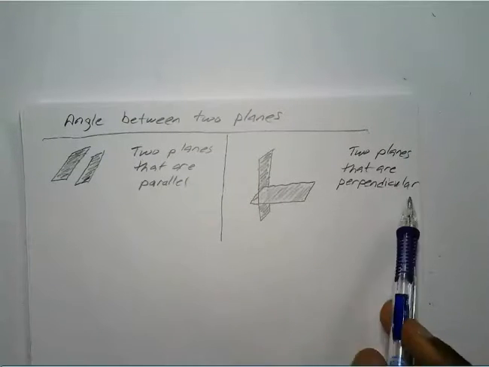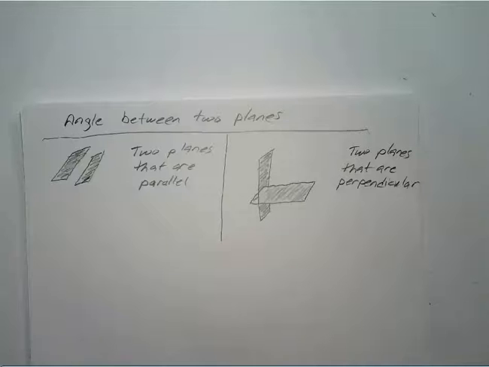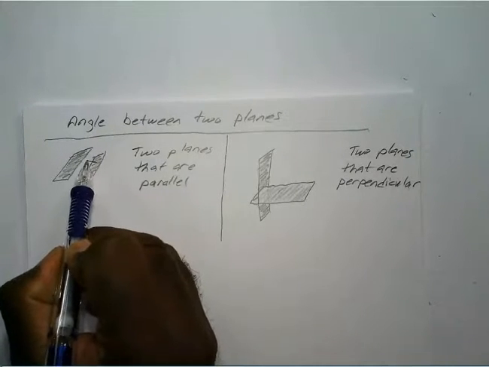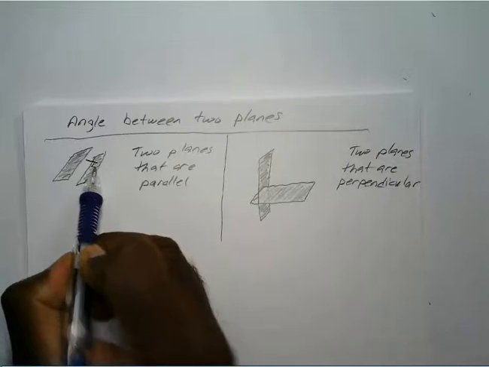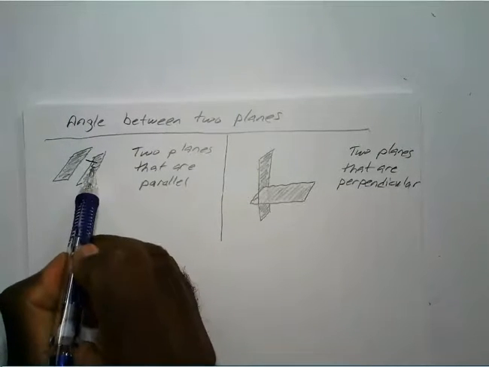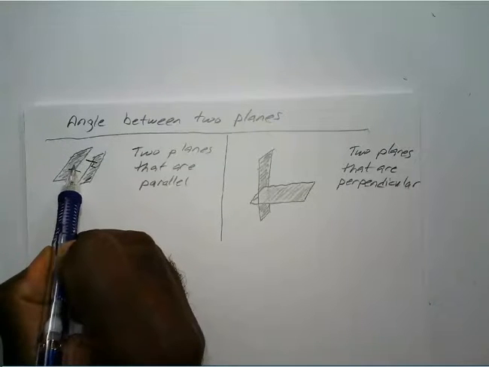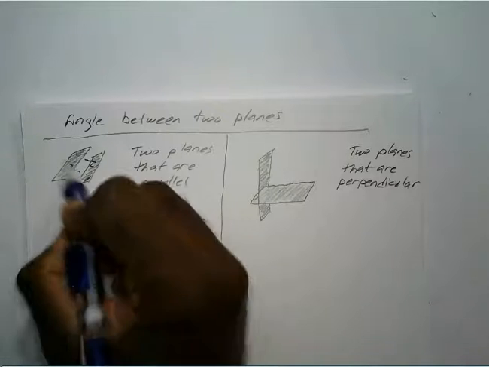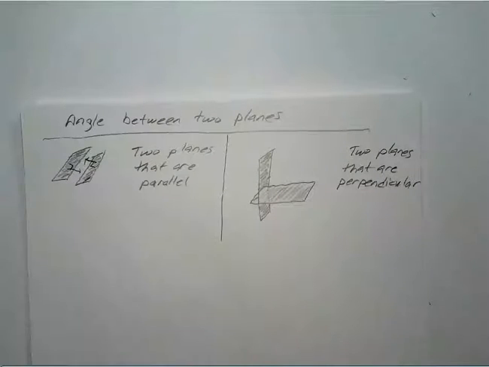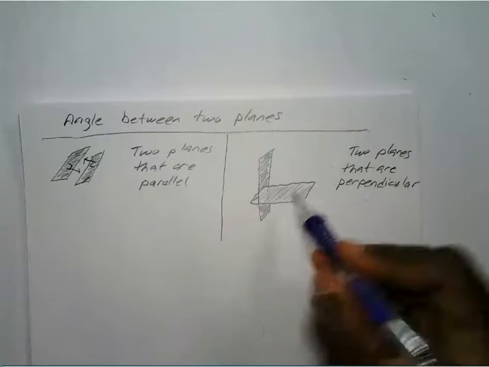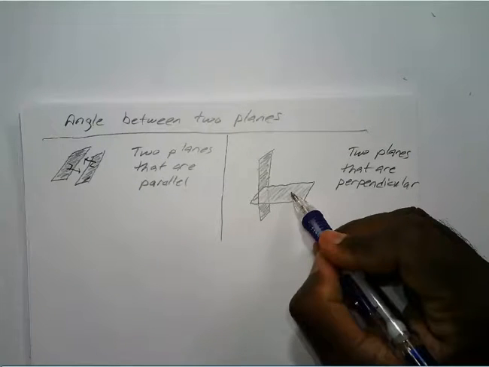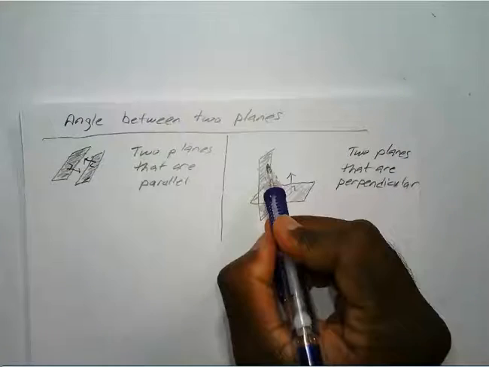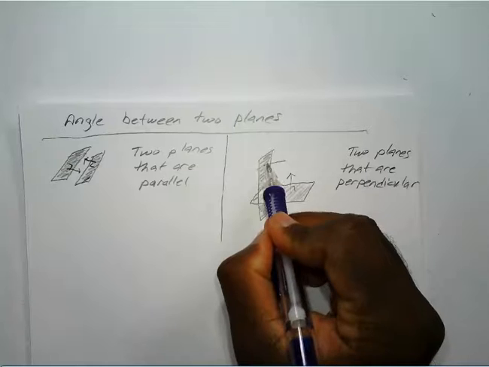Okay, now I didn't put periods here because we're not done writing yet. Okay, so if you have two parallel planes, guess what? Their normal vectors will also be parallel. So the normal vector for this one will be parallel to that normal vector. Okay, so guess what here? If you have a normal vector to this plane, it will be perpendicular to the normal vector on this plane.